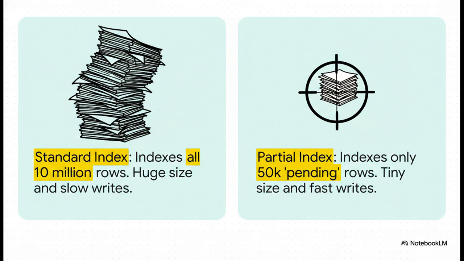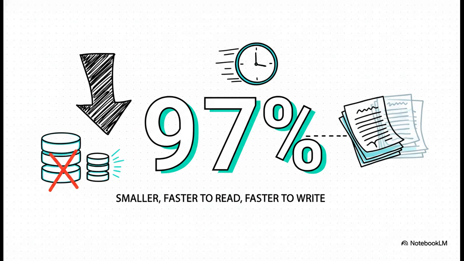Here's a standard index. It covers all 10 million rows. But look at the partial index. It's got this magical little where clause at the end. Now the index only includes rows where status is pending. We just went from indexing 10 million rows down to maybe 50,000. And the result is just immense.